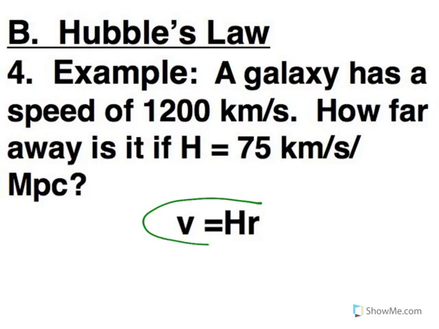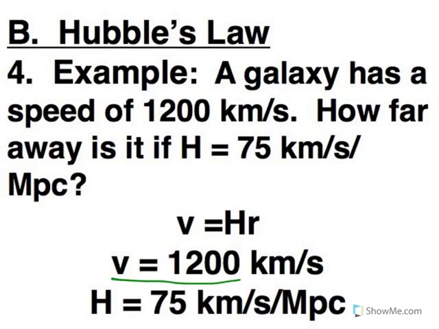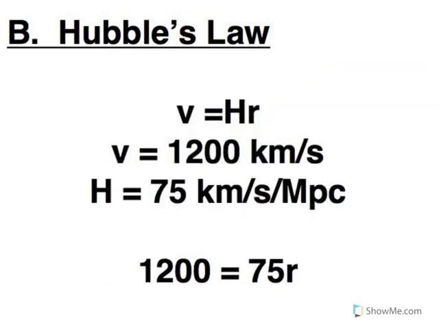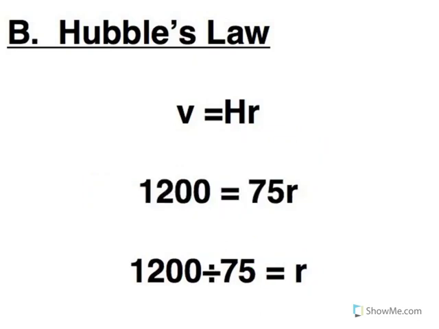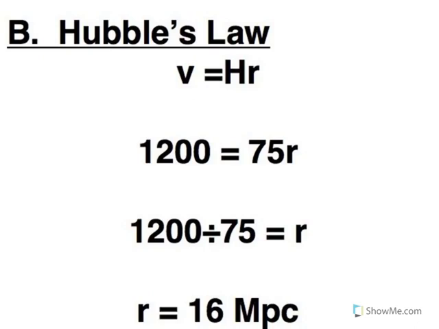So we're going to use Hubble's law, V equals HR. And in this case, our V is the 1,200, how fast the galaxy is moving. H, we're told, is 75 kilometers per second per megaparsec. So now we're just going to plug in. Put in the 1200 for the velocity, put the 75 in for Hubble's constant. So we get 1200 equals 75 times the distance, and that's what we're going to solve for. So to solve, we just divide both sides by 75. So 1200 divided by 75 gives us a value of 16 megaparsecs.